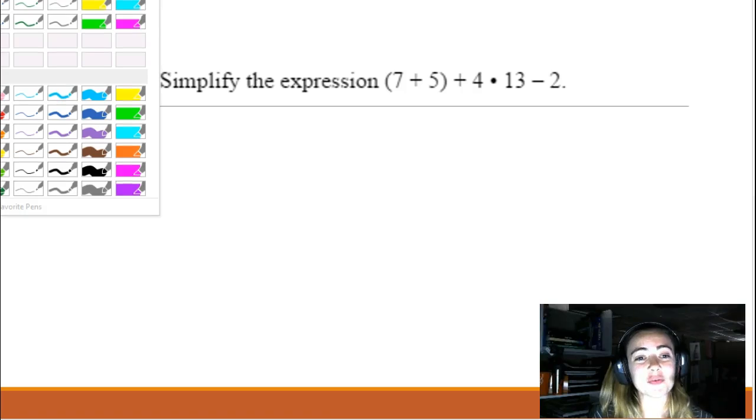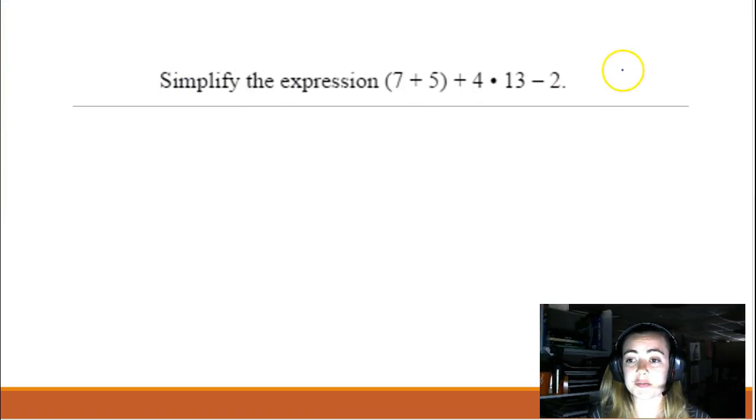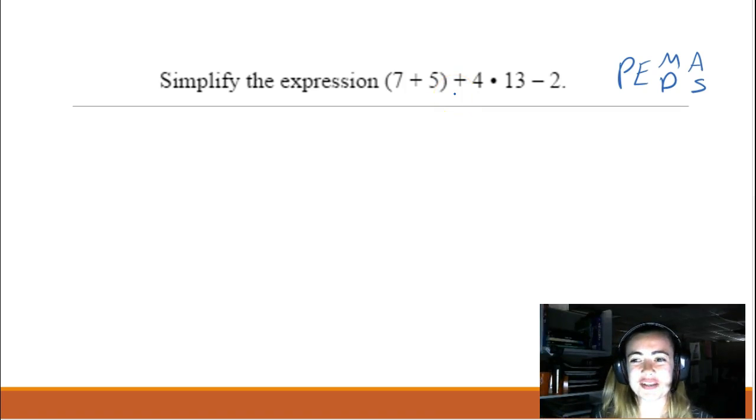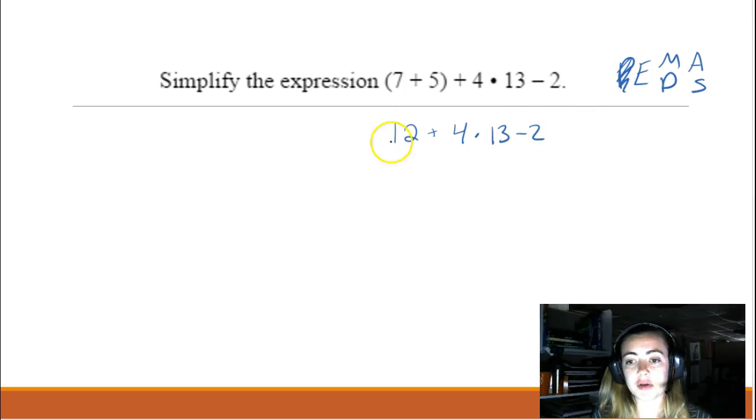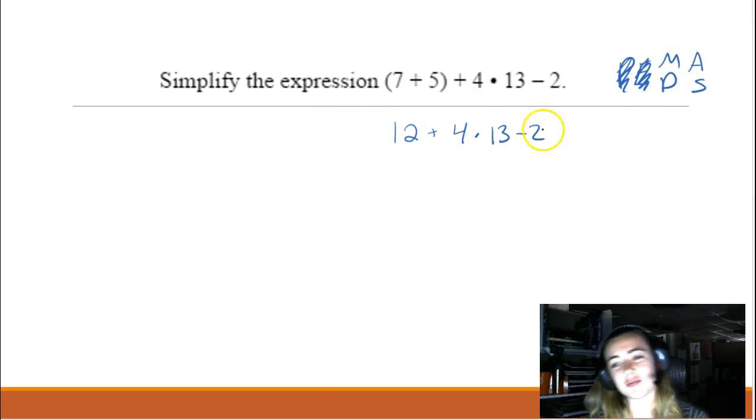The very last one here, simplify the expression. Again, we're practicing order of operations and PEMDAS a lot. We want to make sure we get really good and confident at that before we get to more challenging stuff in the next unit. So let's do grouping symbols first, parentheses. So 7 plus 5, which is 12. So we have 12 plus 4 times 13 minus 2. Next we go to exponents. Well, there aren't any.